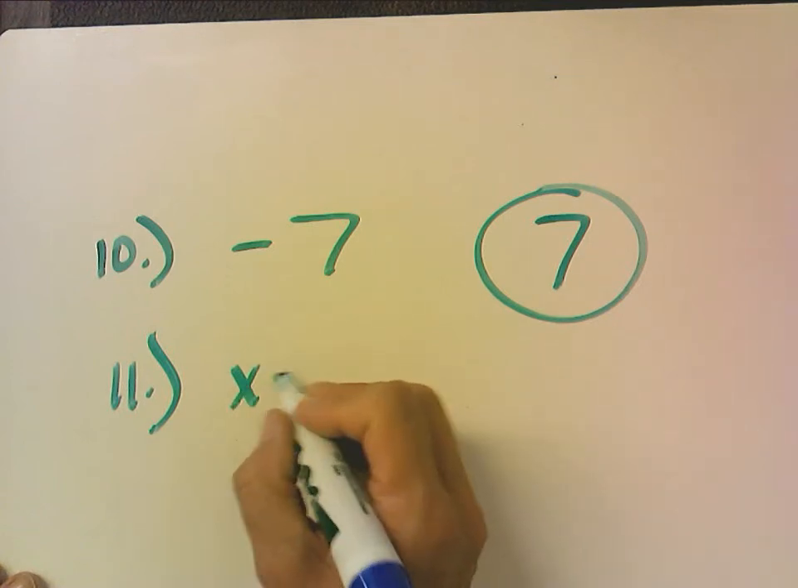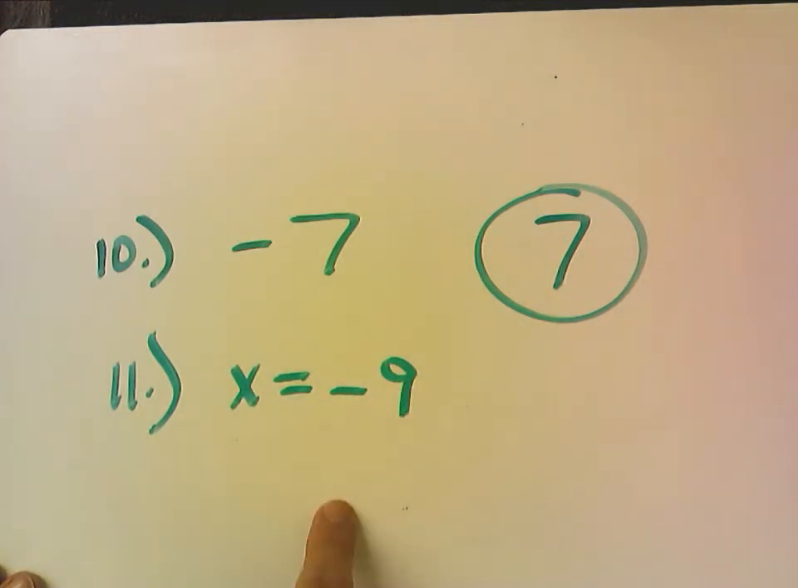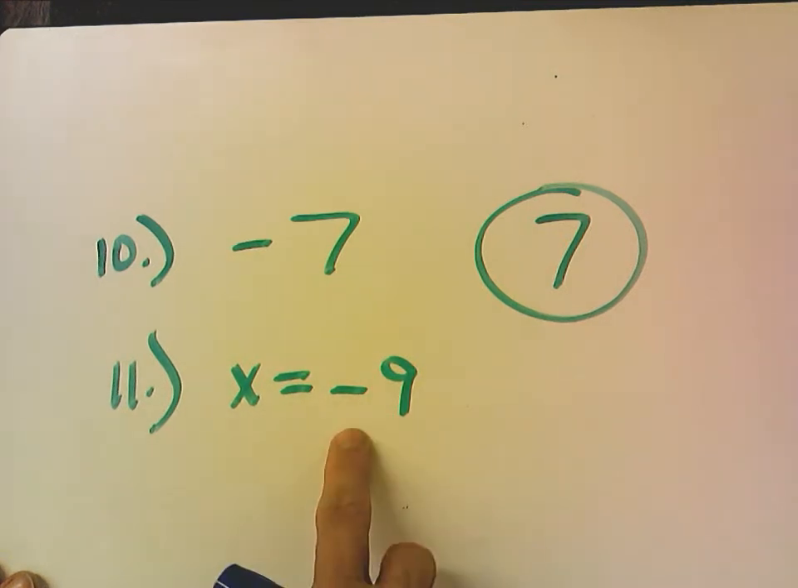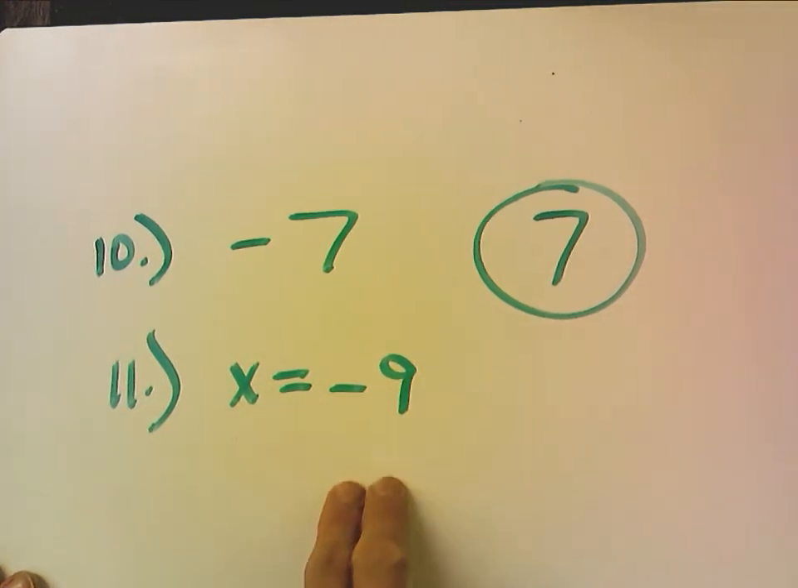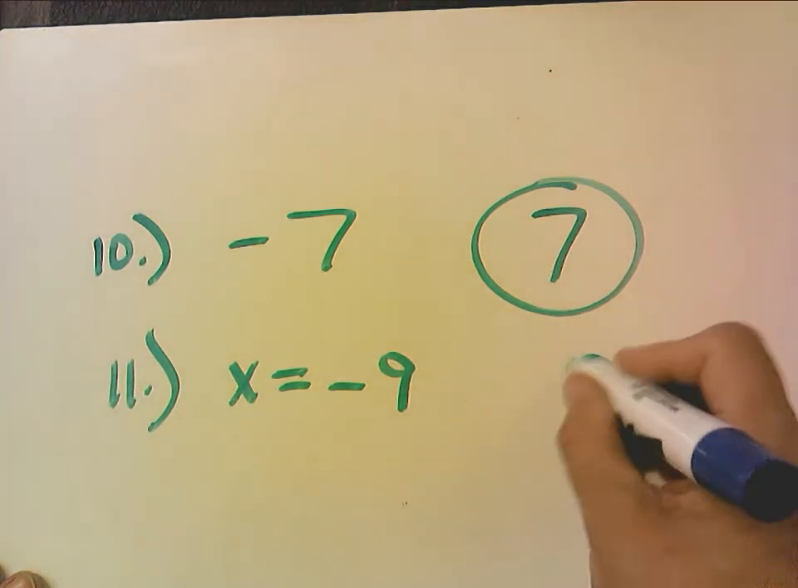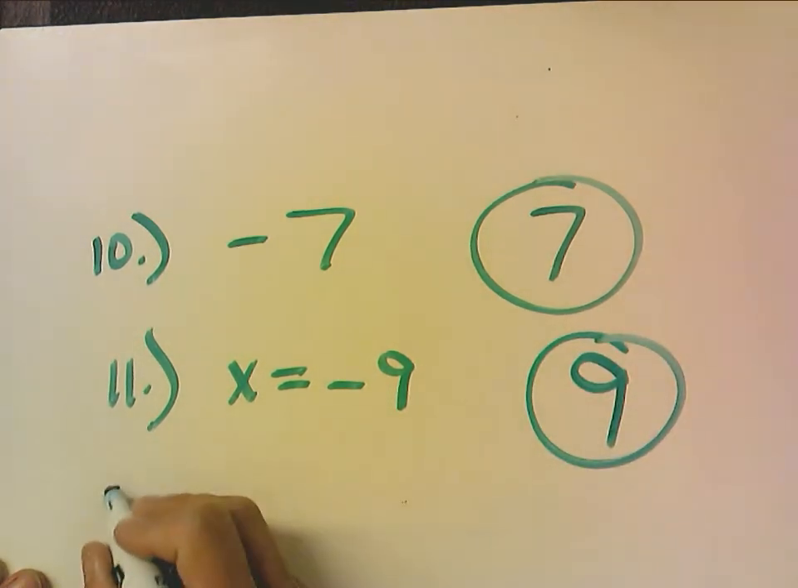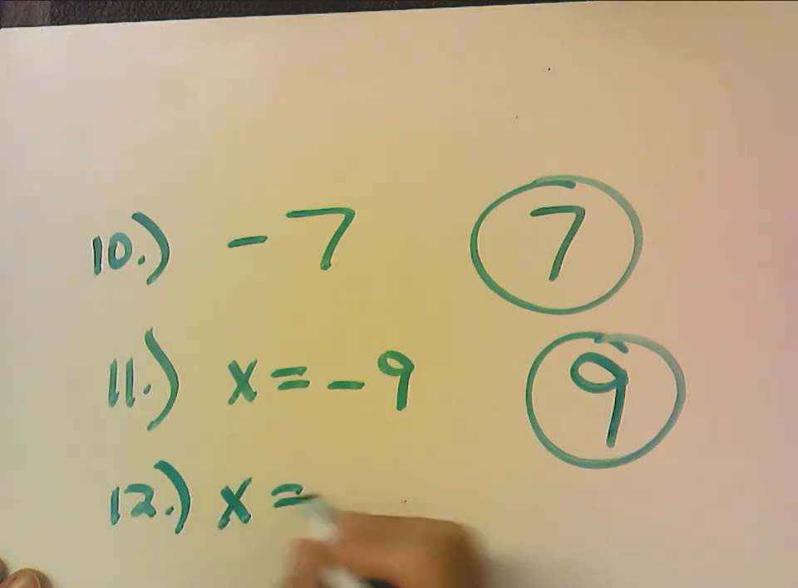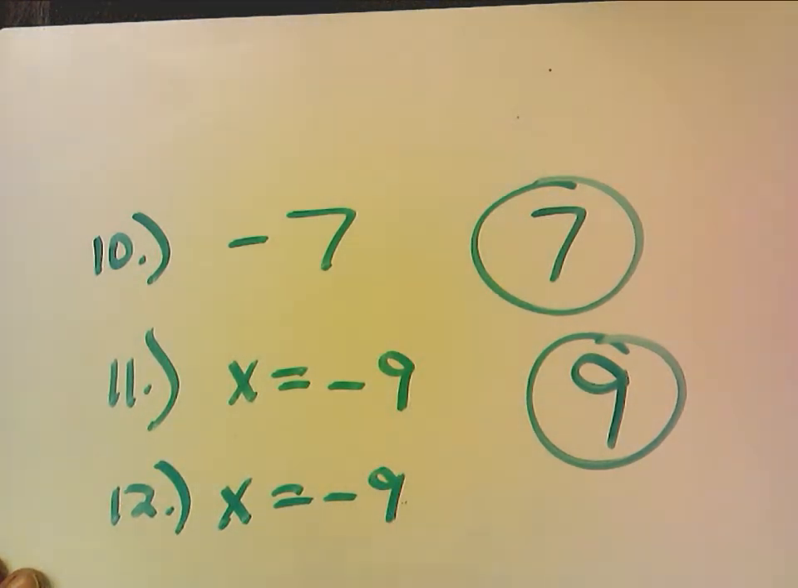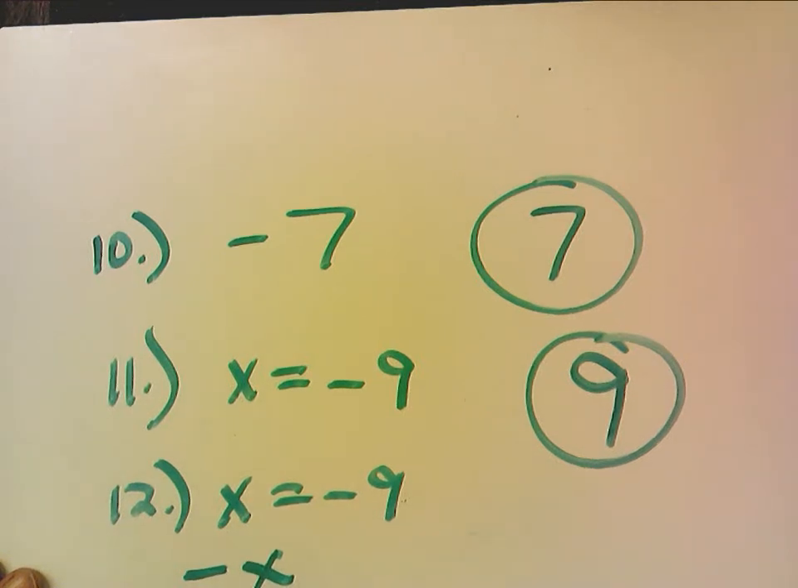11 says if x is negative 9, what's the opposite of x? Well, if x is negative 9, what's the opposite of negative 9? Opposite means opposite sign, so that would be 9. Number 12 says if x is negative 9, what is negative x? Well, negative x is the opposite of x. So again, 11 and 12 are really the same question, just asked differently. Negative x is saying what's the opposite of x, and the other question literally said what is the opposite of x. So the answer is still 9.